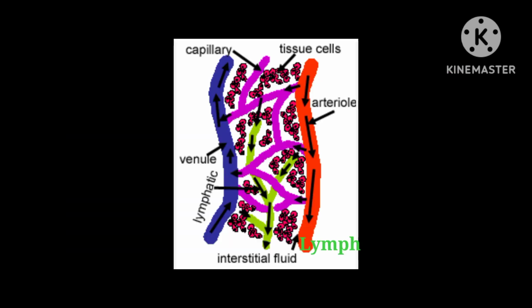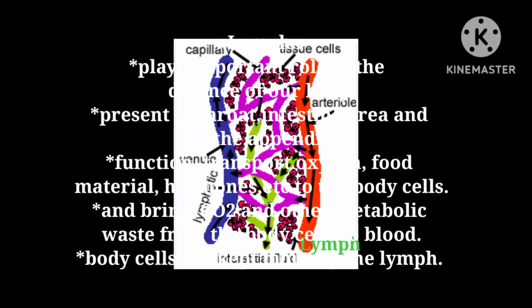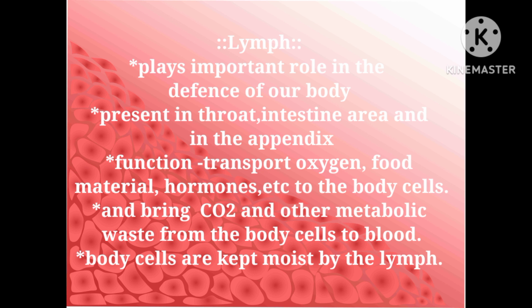Our next connective tissue is lymph. Lymph plays an important role in the defense of our body. It is present in the throat, intestine area and in the appendix. Its function is to transport oxygen, food material, hormones and so on to the body cells and bring carbon dioxide and other metabolic waste from the body cells to the blood. The body cells are also kept moist by the lymph.